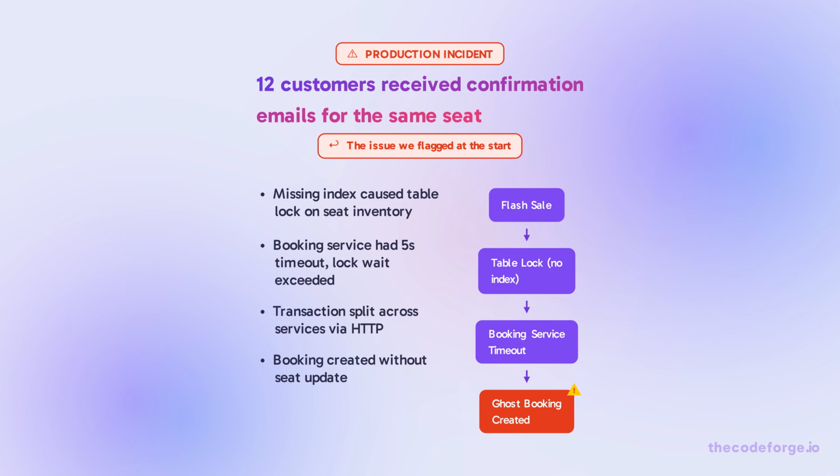This is the same issue we highlighted at the start. Here's exactly why that happened. The seat inventory update used select for update without a proper index, causing a table lock that serialized all writes. The booking service had a 5-second timeout, and when the lock wait exceeded that, the booking was created without the seat update because the transaction was split across two services via HTTP.